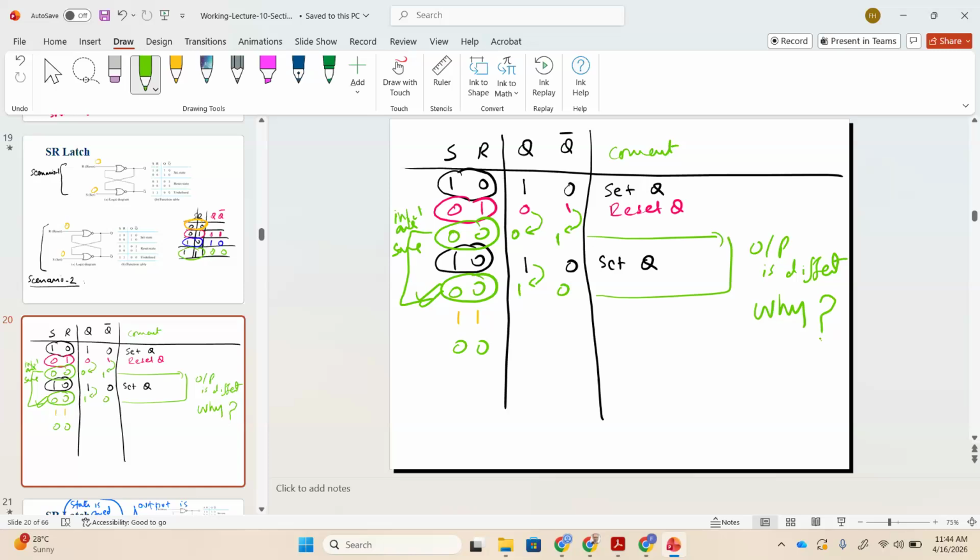Why? It's because it needs the previous input. Yes, it stays at the previous value, but why?